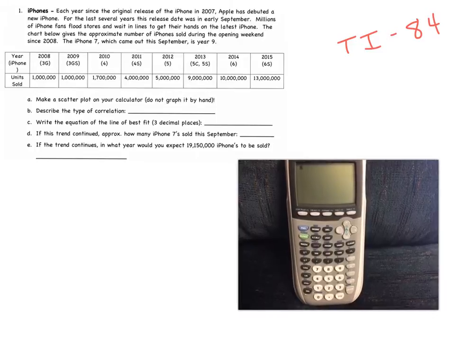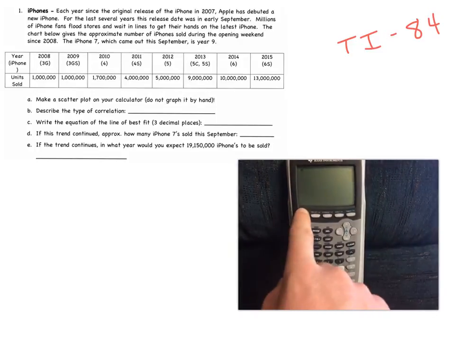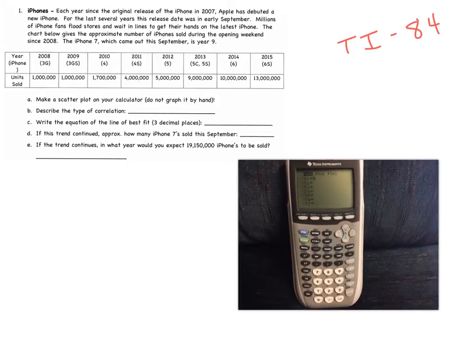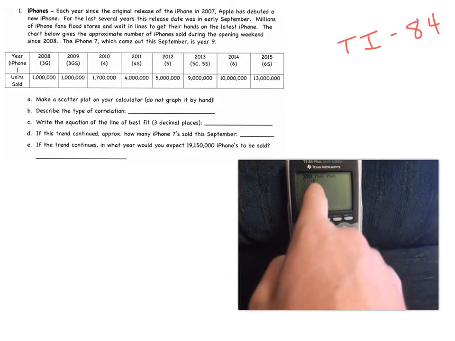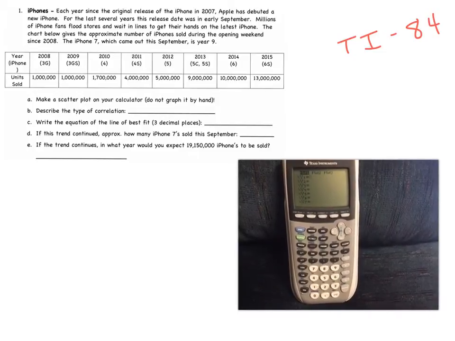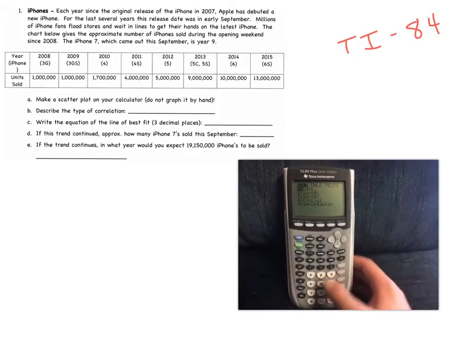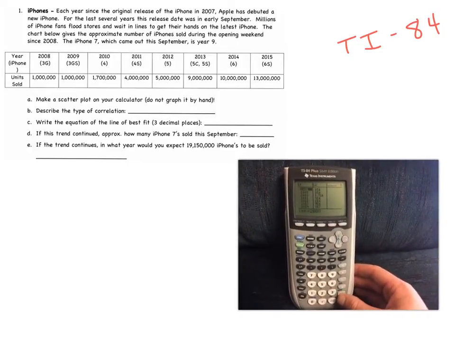Now I'm going to show the same exact problem using the TI-84. First thing is I want to make sure my scatter plot's turned on, so plot 1 should be in bold at the top, which it is. If it's not, go up to it with the arrows and hit enter. Now I want to type my information in, so I'm going to go stat and to edit. All my numbers are already typed in.